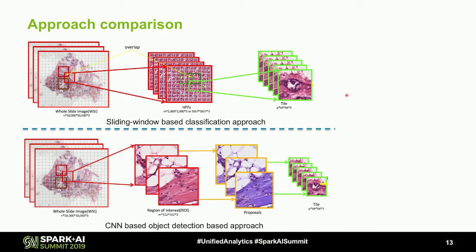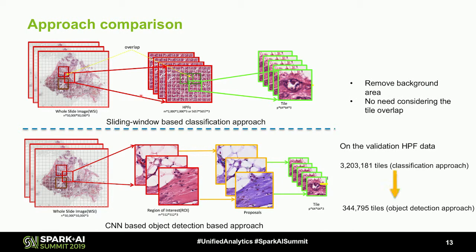Here we compare the classification approach and the object detection approach. The upper part shows the classification approach, which moves a sliding window across the image with overlap to generate the candidates. So it will include many background areas. And the overlap is added to keep the mitosis on the edge of the sliding window. For the second approach, we can directly propose the mitosis candidates without any data about the background area. With this approach, our Mask R-CNN model can reduce the mitosis candidates from 3 million to 0.3 million, so it reduces the data size about 10 times.